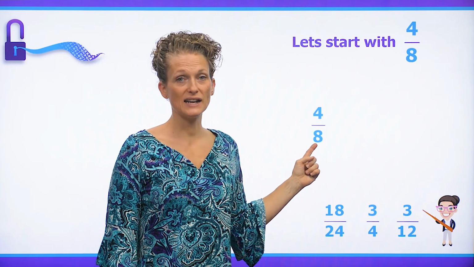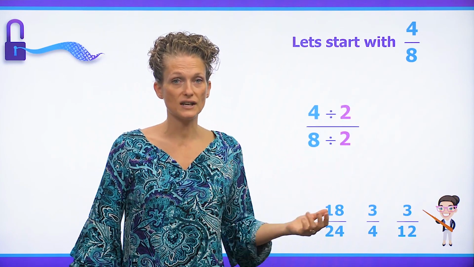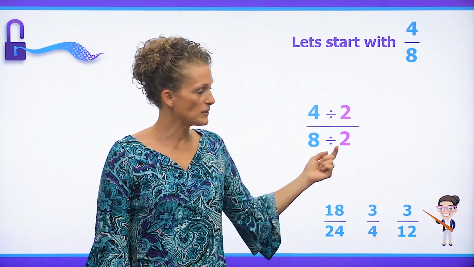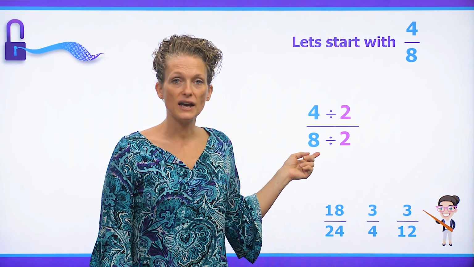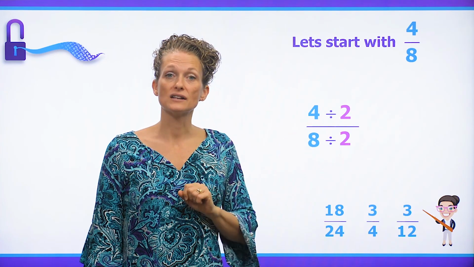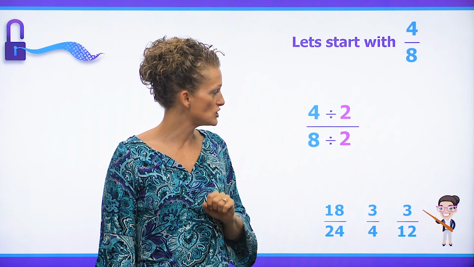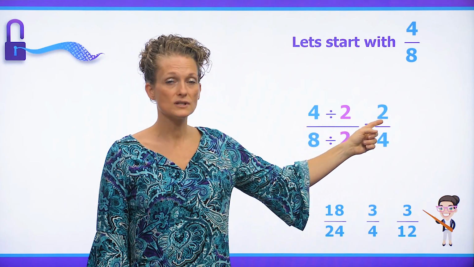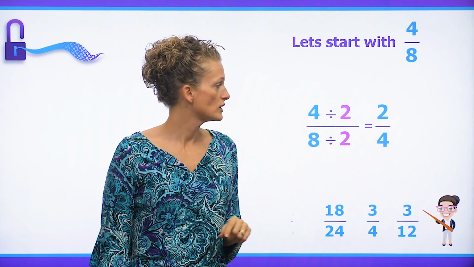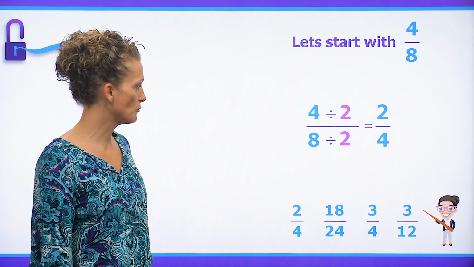What do we have to divide 8 by in order to get 4? The answer is 2. So 8 divided by 2 gives us 4. If we divide the bottom by 2, we have to divide the top by 2. So 4 divided by 2 is 2, and 8 divided by 2 is 4. So we'll change that to 2/4.